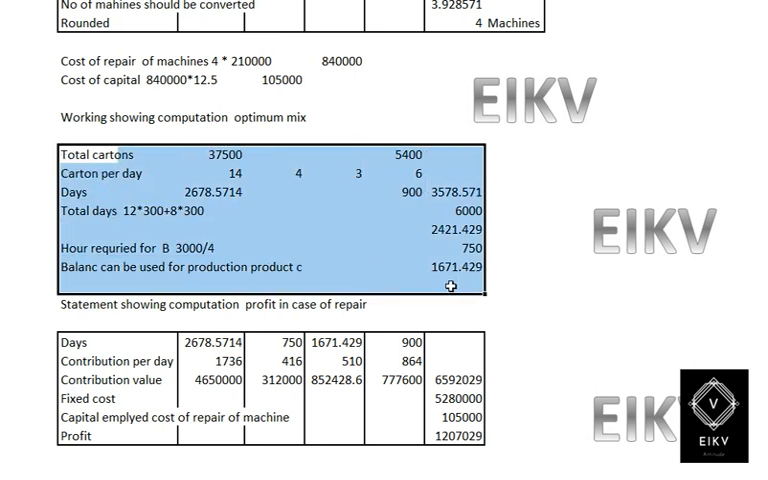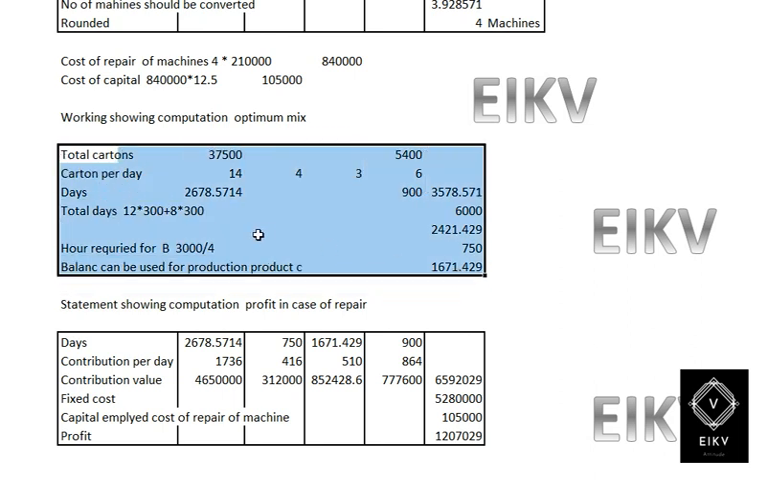This is something which helps us to compute the minimum working days or the remaining working days available for manufacturing of product C in the company.